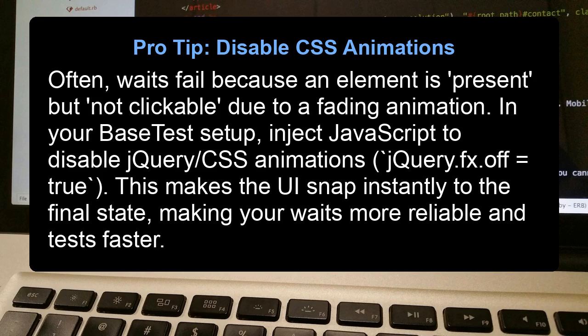Pro tip: disable CSS animations. Often, waits fail because an element is present but not clickable due to a fading animation. In your base test setup, inject JavaScript to disable jQuery or CSS animations.